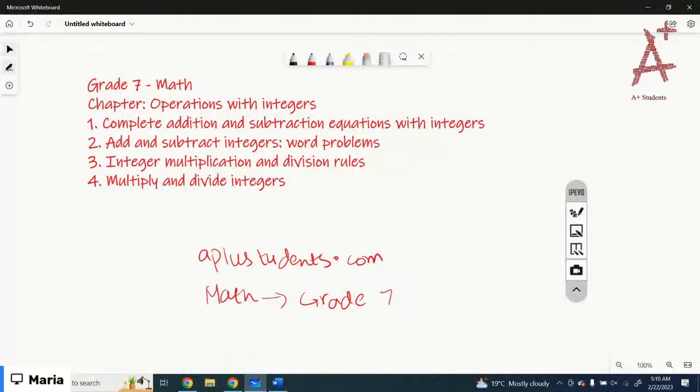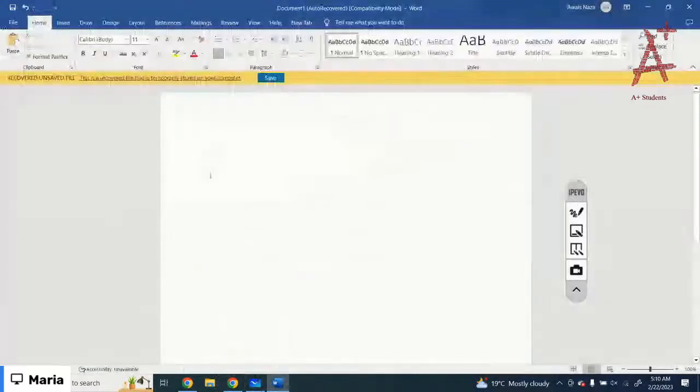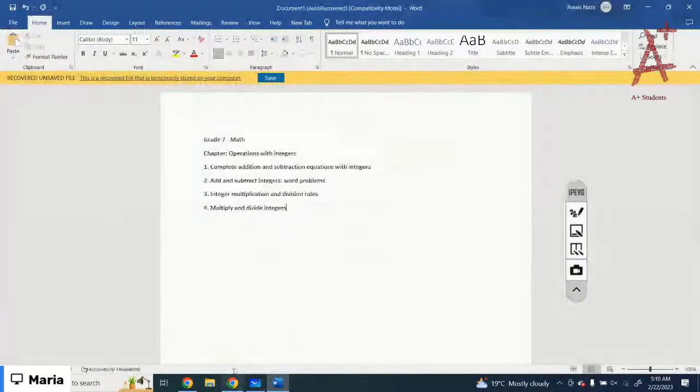We're going to start with the chapter operations with integers, and the lessons we're going to cover today are complete addition and subtraction equations with integers, add and subtract integers word problems, integer multiplication and division rules, and multiply and divide integers. So let's just start with the first lesson. Please make sure you have your notebook and pencil so that you can note down the important examples and definitions as well.